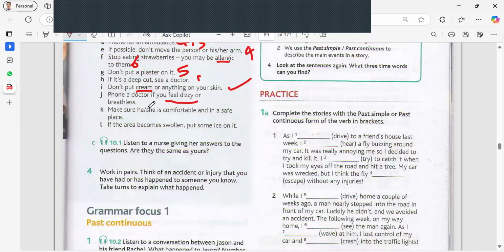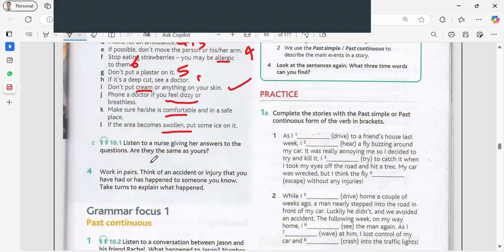Okay, because he is allergic to this. Make sure he is comfortable and in a safe place. Yeah, someone faints. Yes, someone faints. Another one: if the area becomes swollen, put some ice on it.